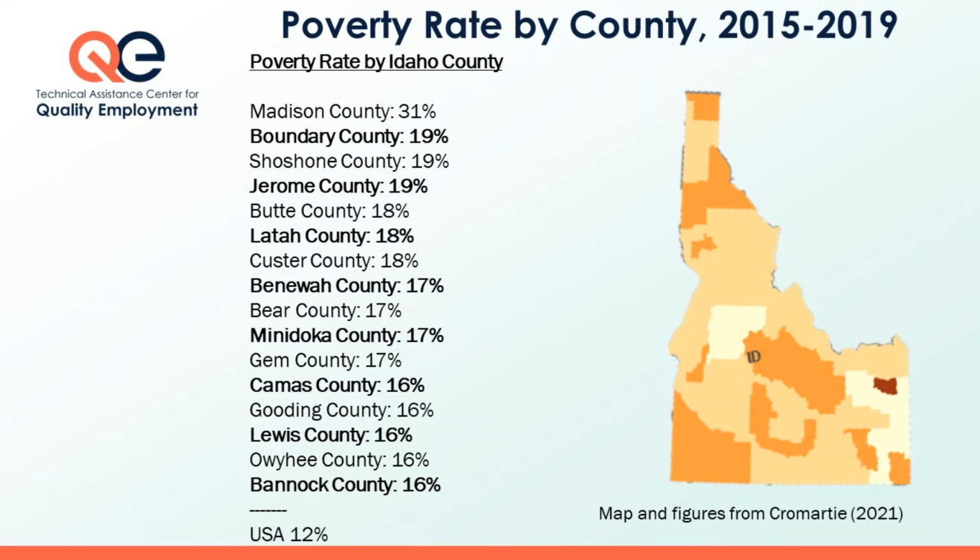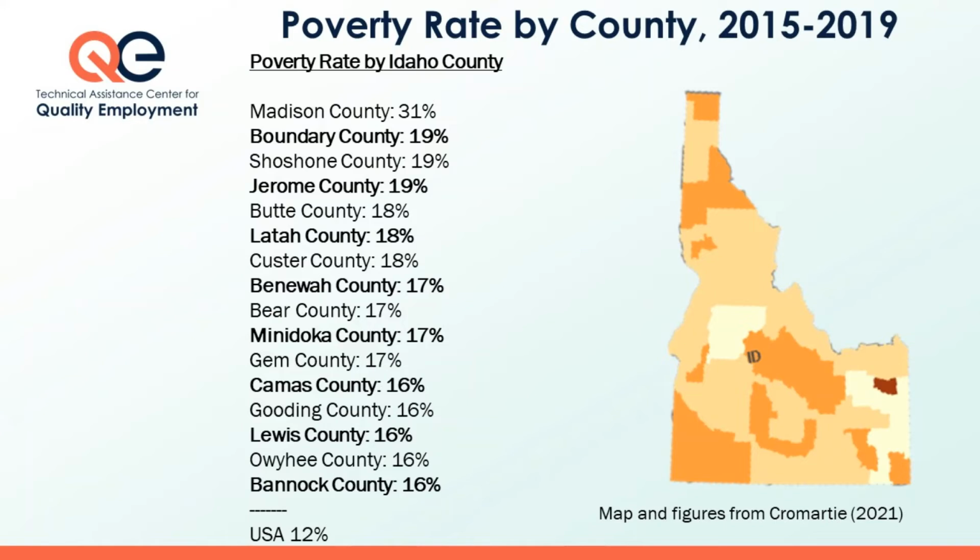There really aren't patterns to poverty rates among Idaho's counties. We can see here that there are some northern counties with higher poverty rates, some central Idaho counties with higher poverty rates, and some southern Idaho counties with higher poverty rates. There is no simple "eastern Idaho is poorer than western Idaho," or "western Idaho is poorer than eastern Idaho," or "northern Idaho is more impoverished than southern Idaho," or "southern Idaho is more impoverished than northern Idaho." The poverty rates are really quite scattered across the state.